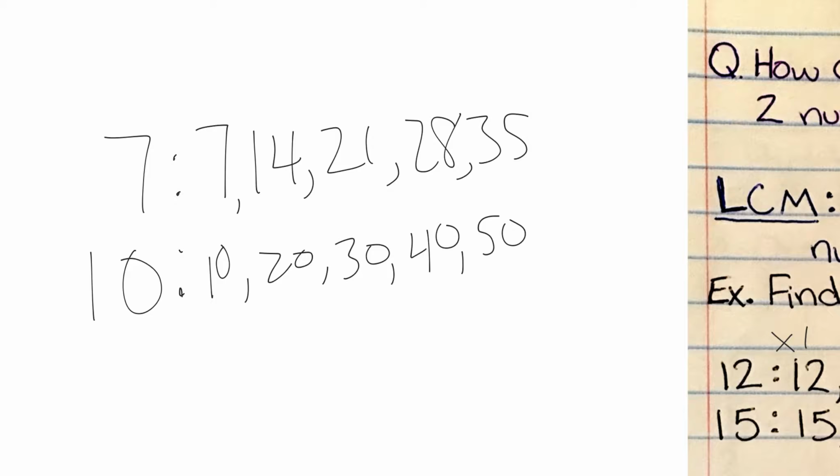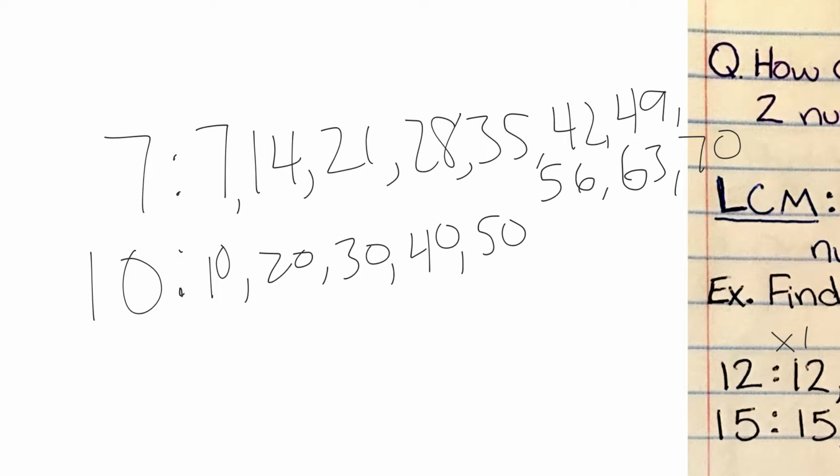Okay, so no matches yet, right? We don't have a match. So let's list a few more. Next to our 7, we'll go 42, 49, 56, 63, and 70. So that's 5 more.